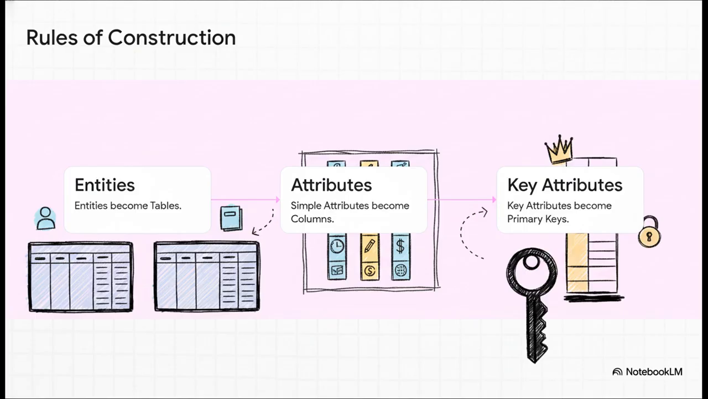Rule 1, every main thing, or what we call an entity, gets its very own table. Rule 2, all of its characteristics, or attributes, become the columns of that table. And Rule 3, and this one is super important, the one attribute that makes each record unique, like a student ID number, becomes the table's primary key. That key is our guarantee that we can find any single piece of data in an instant.